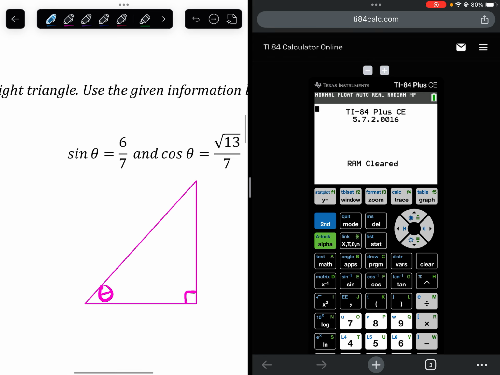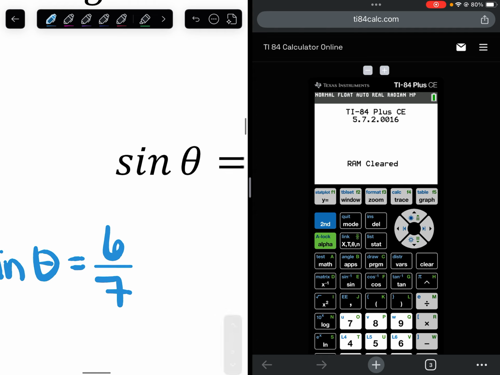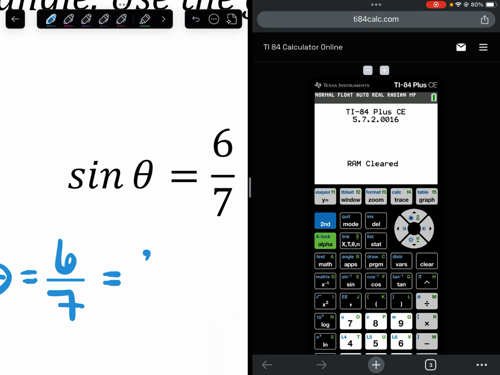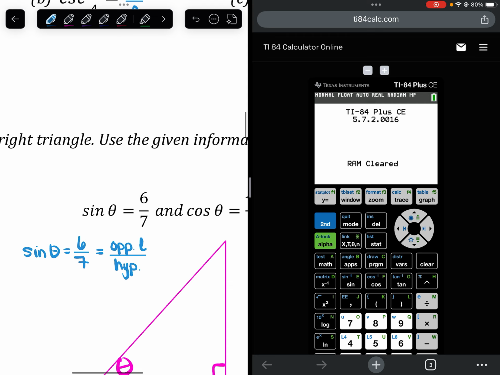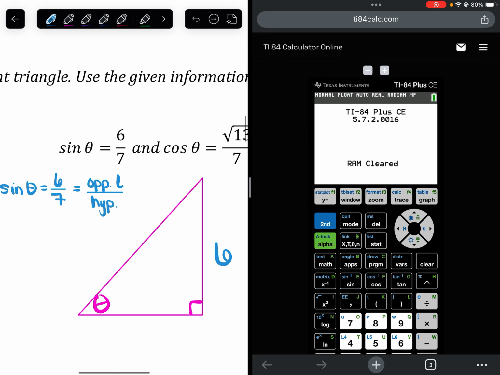So this says sine of theta is 6 over 7. So we were told that sine of theta is equal to the ratio 6 divided by 7. Sine is defined as the opposite leg over the hypotenuse. Based on my angle theta that I've drawn, the opposite leg is the leg opposite that angle, which would be this side. So that side has to be 6. And the hypotenuse is the longest side, opposite the right angle. So our hypotenuse has to be 7.